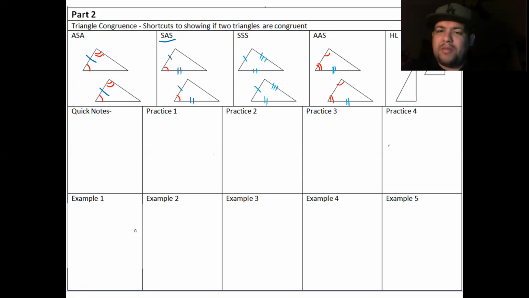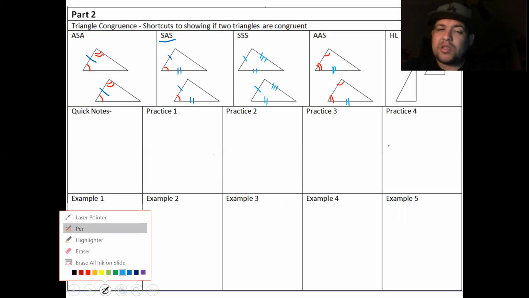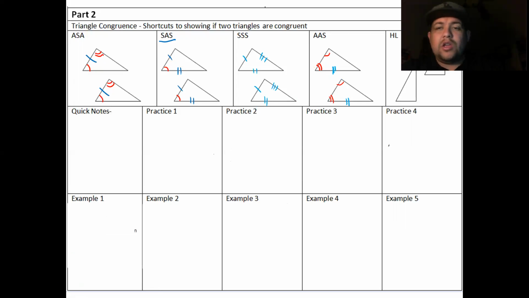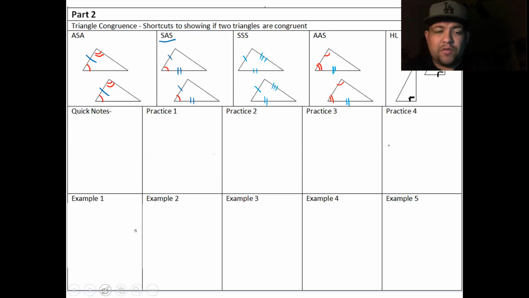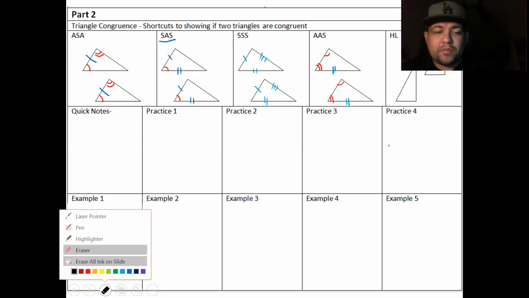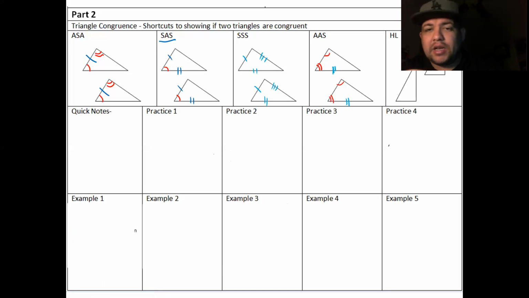I'm going to move my picture around, but the last one we want to be able to see is the hypotenuse leg. This was the last one we looked at. You guys know that the only way we can use hypotenuse leg is if we have a right triangle. That means one of the angles is 90. If we do not have that, we cannot show hypotenuse leg. So I have to erase that. If we have an angle that is 90, we're going to be okay with that.